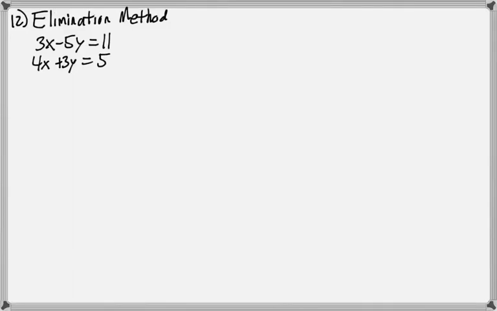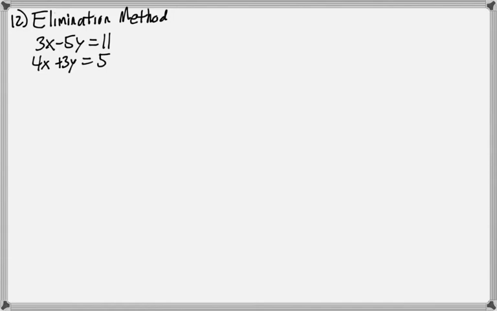Number 12, we're solving the system of equations by the elimination method. And to do that, we are trying to add these up vertically. And when we add them up vertically, we want one of the variables to go away.